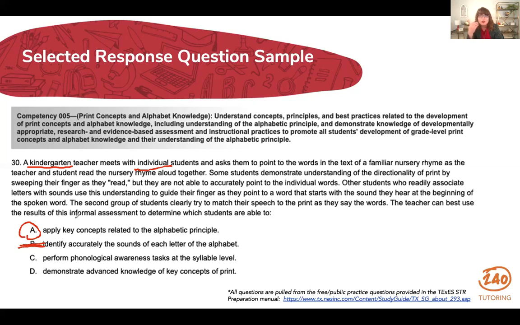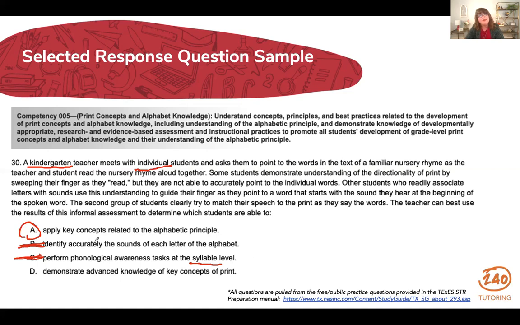Now, there is no syllabication work presented in this scenario. And notice in answer choice C, it says syllable. All right. Phonological awareness tasks at the syllable level are more likely to present themselves as students performing things like clapping out syllables in words, just like we saw in the previous question. So C is also not correct.